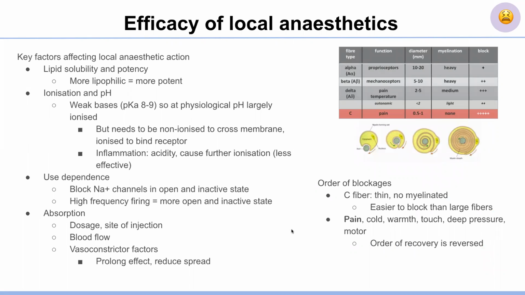That is, the more lipid soluble the local anesthetic is, the stronger it is. Next, ionization and pH. Now, this is really tricky. So basically, local anesthetics tend to be ionized, but the more ionized, the more water soluble the drug is. The drug needs to be non-ionized to cross the membrane, then ionized to bind to the receptor. So in inflammation, where it's actually more acidic, the drug is more ionized and less effective.